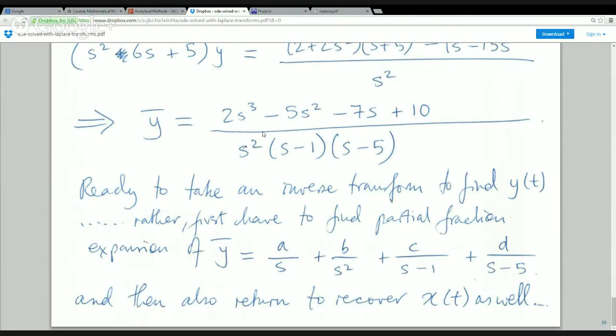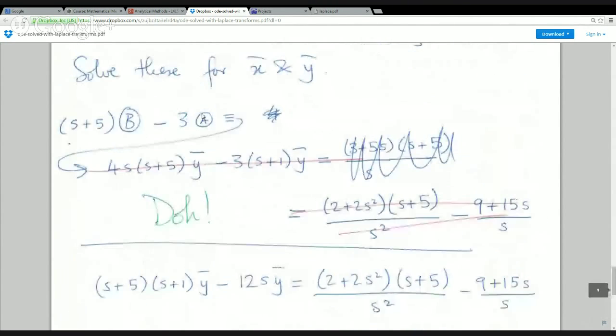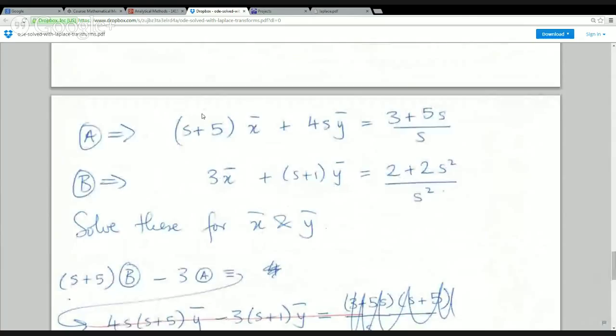Okay, so you return to those two equations there at the top of the page. We know what y bar is now as a function of s. You just simply bung it in to either of those equations, and then you've got an equation for x bar. Then partial fractions and inverse Laplace to get x of t equals whatever it is, function of t.